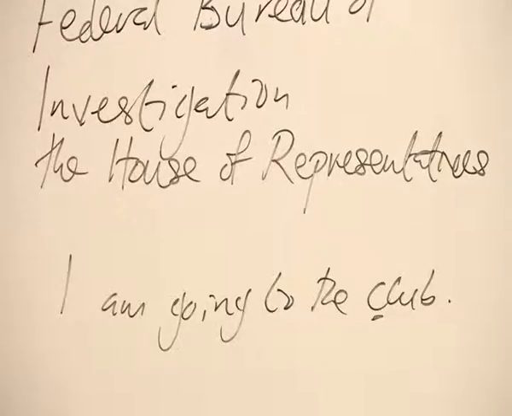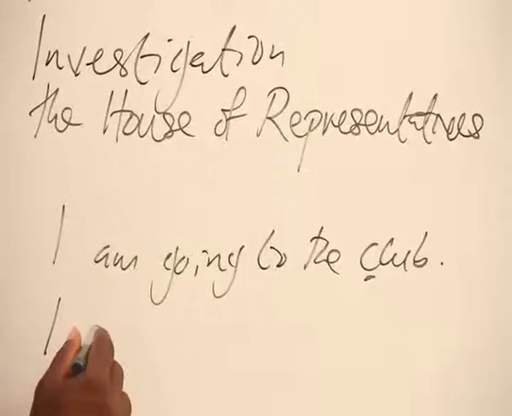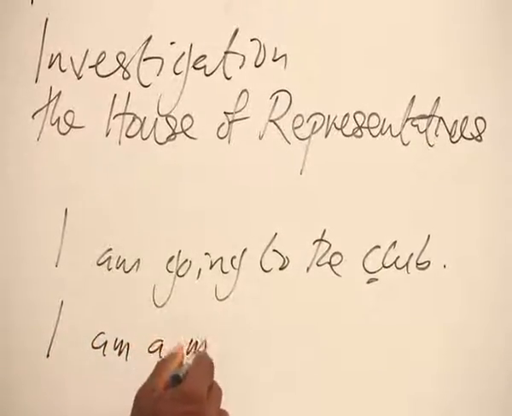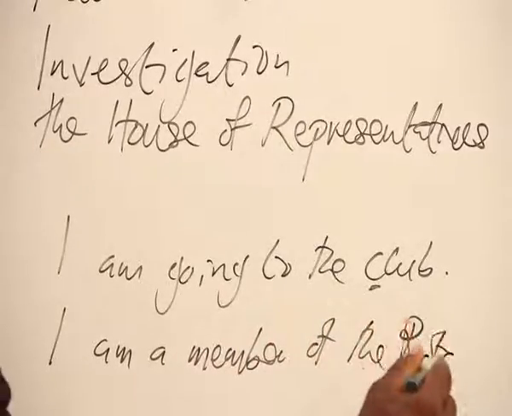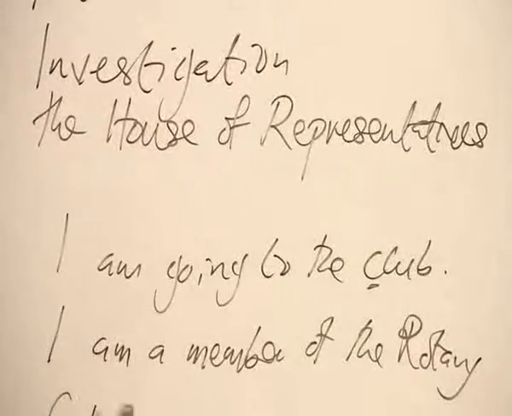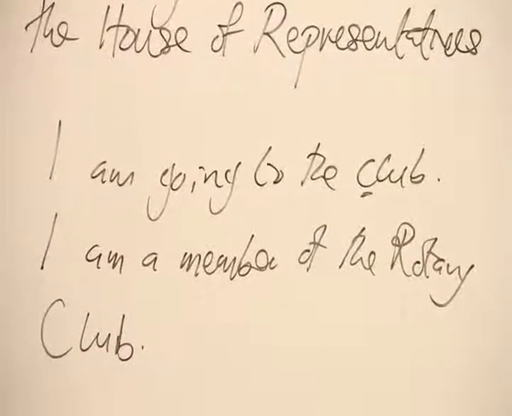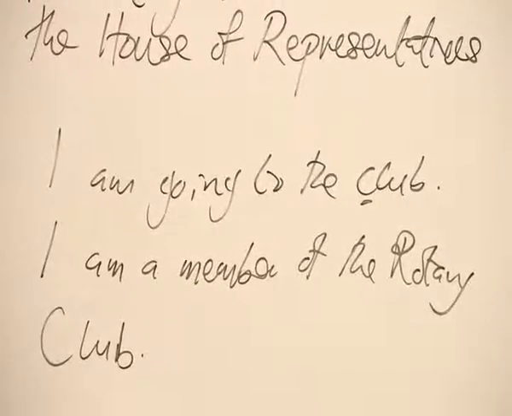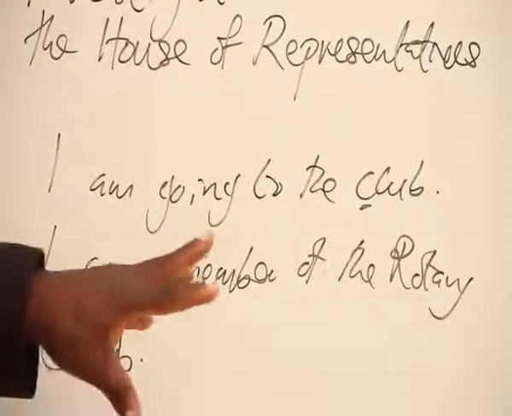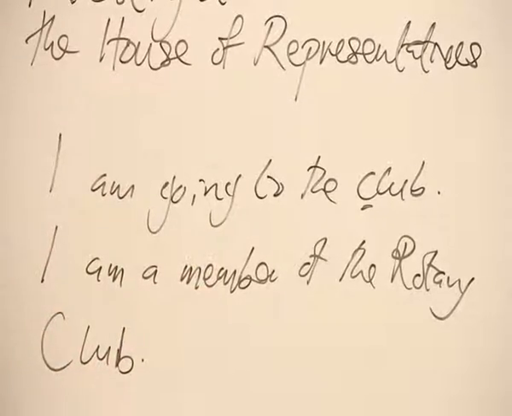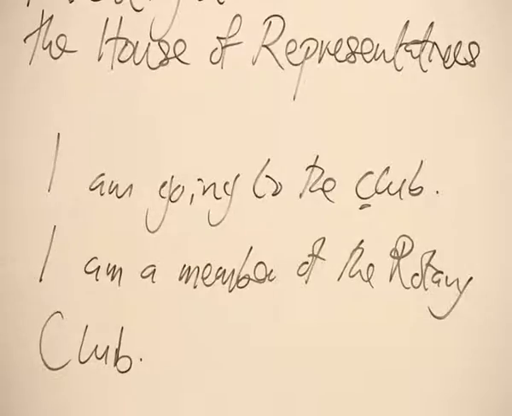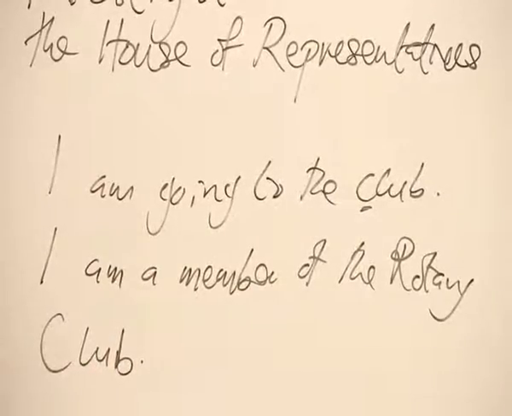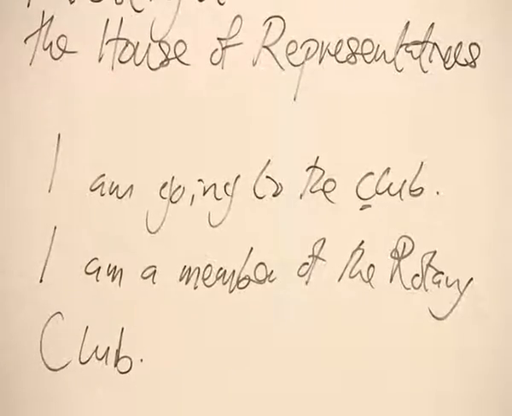But if you say, for example, I'm a member of the Rotary Club, then you're talking of a particular club. So at that point, the noun has to have a capital letter or capital letters. If it's a compound noun, then of course each of the words will begin with a capital letter. So Rotary, capital R, Club, capital C. Unlike I am going to the club, which has to begin with a small c.